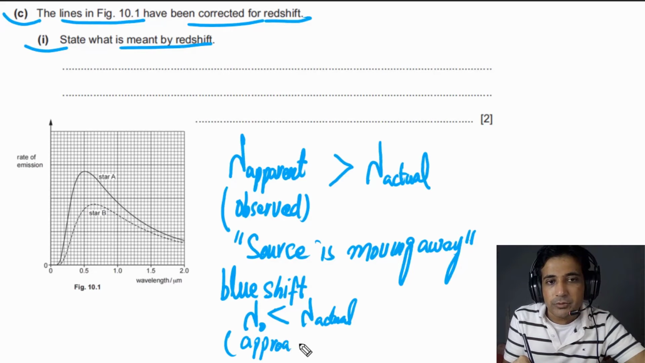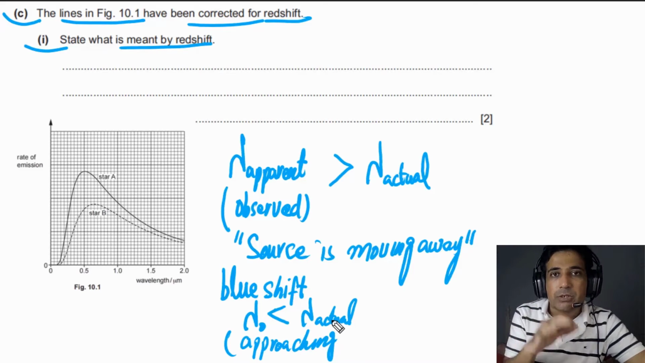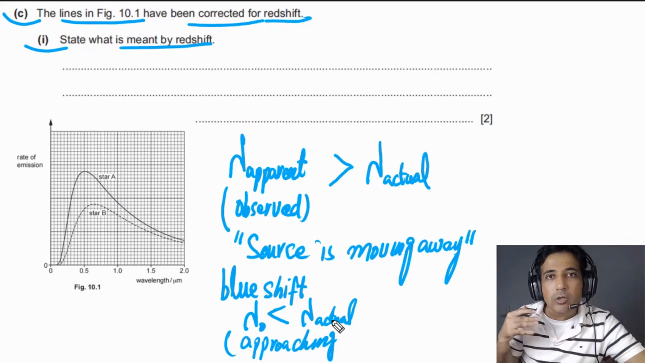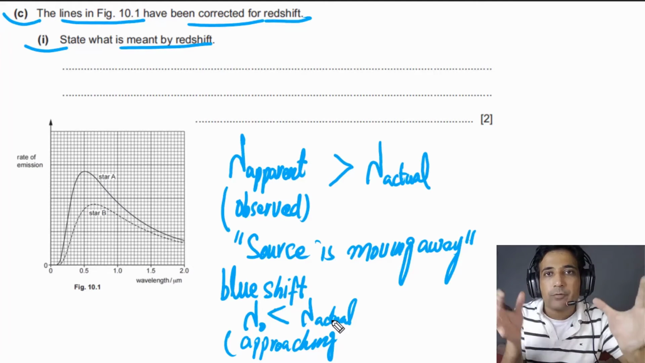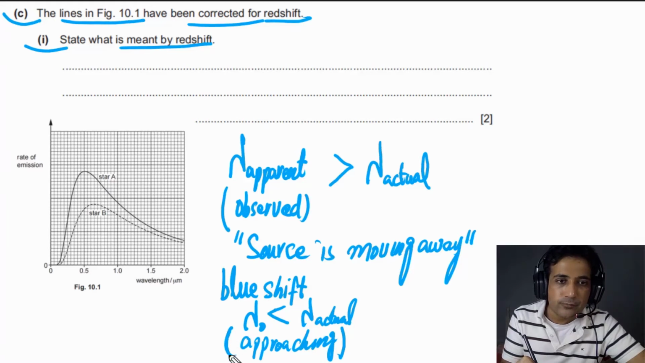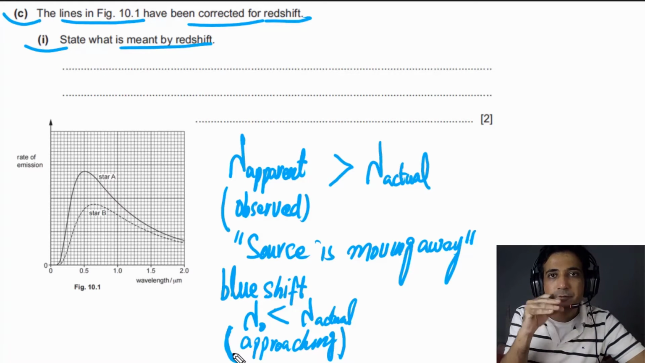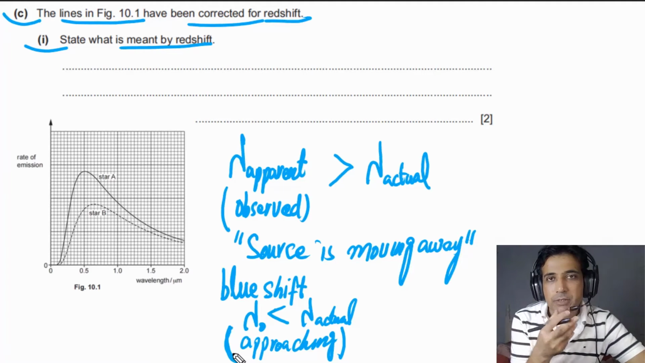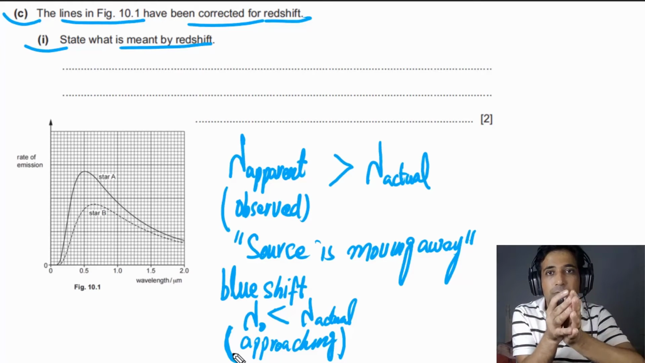But in our universe, everything, stars, galaxies, all of them are moving away from each other. So all the time we observe redshift. We only observe blue shift for one galaxy, Andromeda. That is approaching, so that is something unique. But for the rest of the stars and galaxies, we observe redshift.